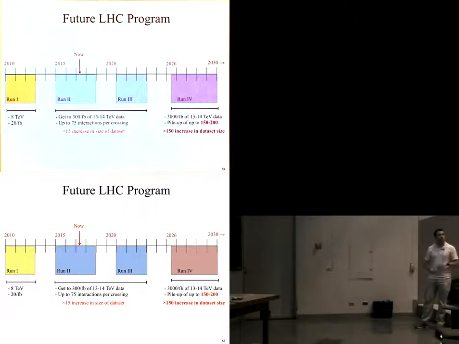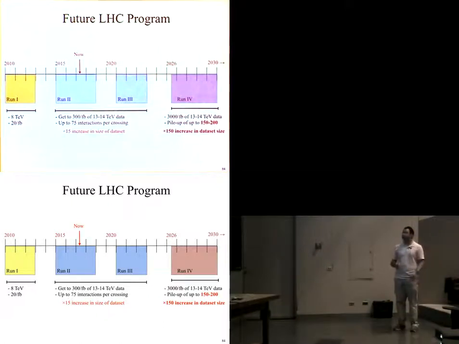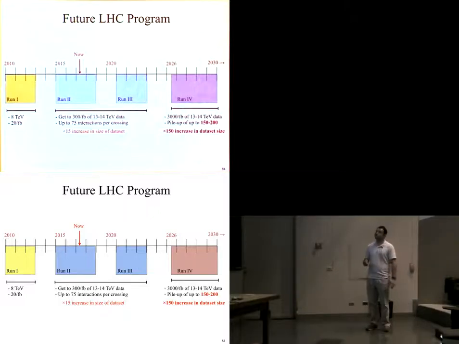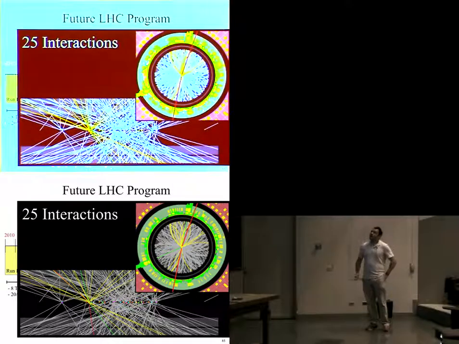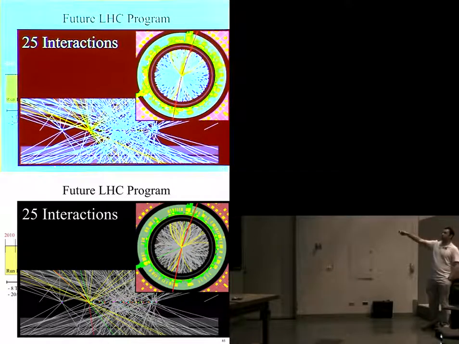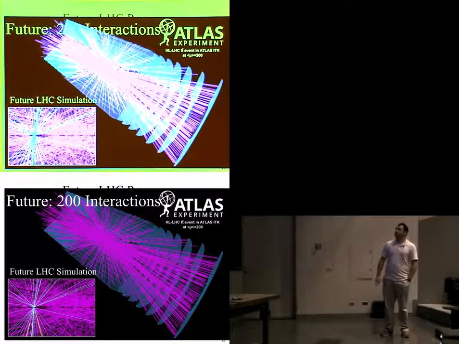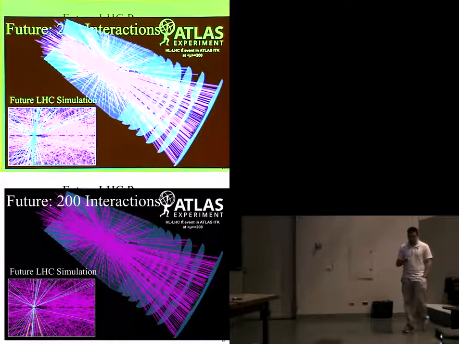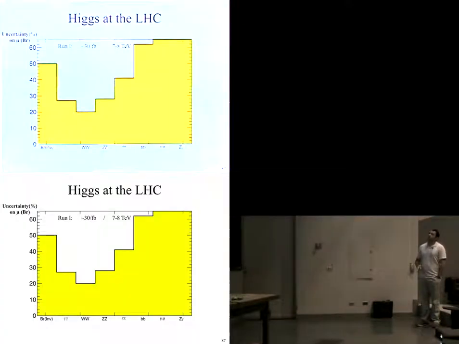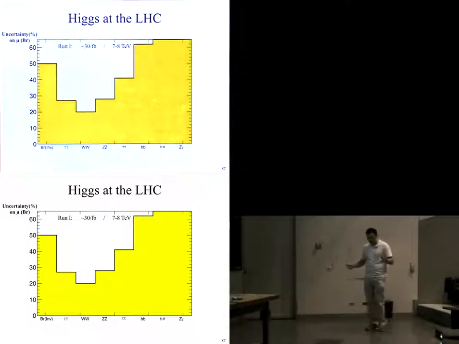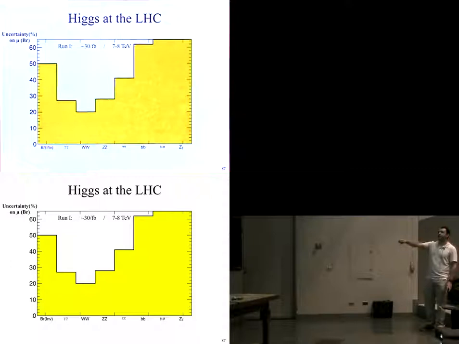Then there's another period that will happen around 2026. Here the number of interactions will increase to 150 or 200, so even higher. This will really be a major challenge for the triggering, deciding which events to save, and also just filtering out the additional noise that these other interactions give. But this will increase the data set by another factor of 10, so 150 times what we have in run one. So this is where we're going. But here are these pictures. This is the one we looked at before, where we have 25 of these interactions giving us background noise, and this is where we're going. It will have 200 interactions. So this is a really major challenge, both in terms of the triggering, deciding again which events to save, and just in processing these images and making sense out of what's happening.